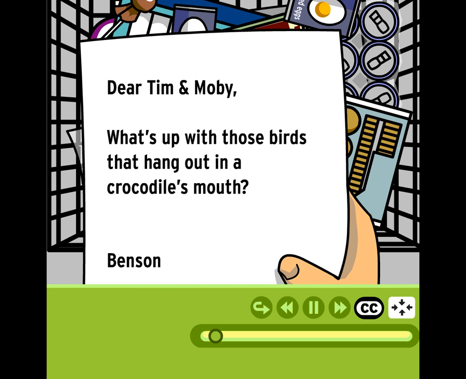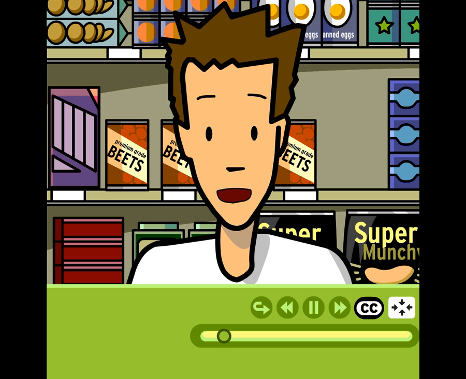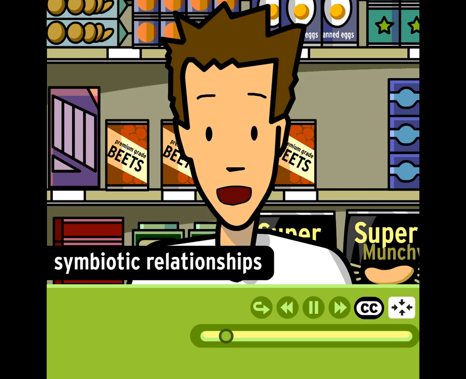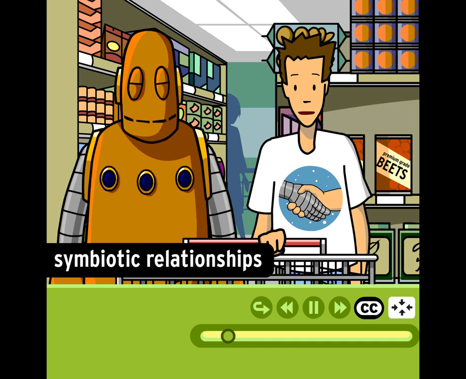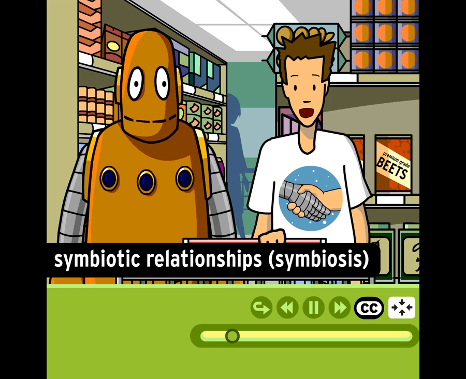Dear Tim and Moby, what's up with those birds that hang out in the crocodile's mouth? From Benson. Ah, that's one of my favorite symbiotic relationships. A symbiotic relationship, or symbiosis, occurs when 2 species live in close contact with one another.